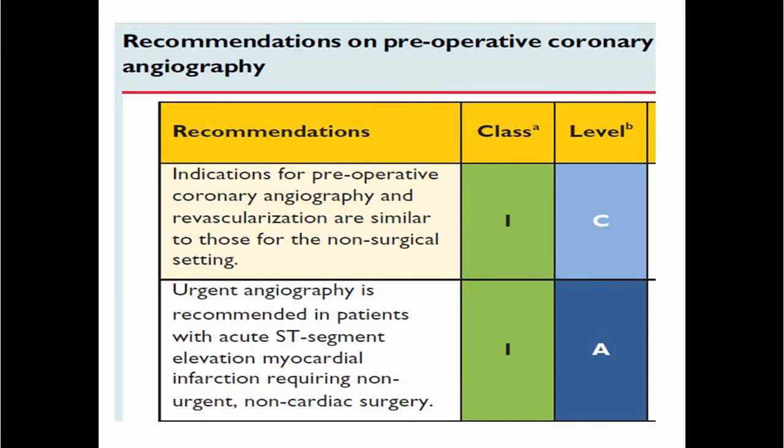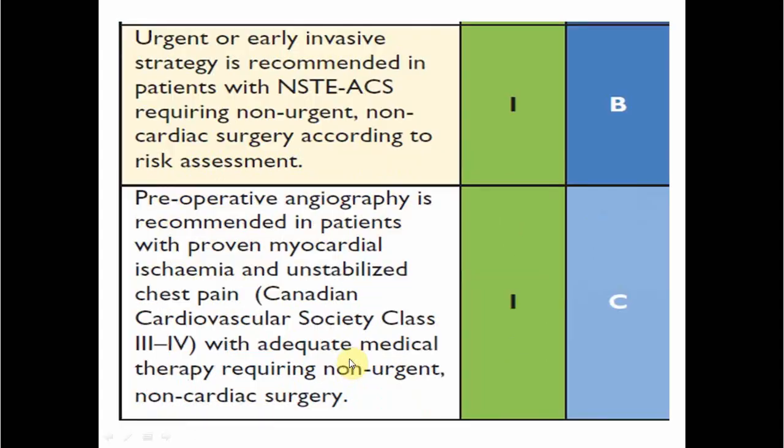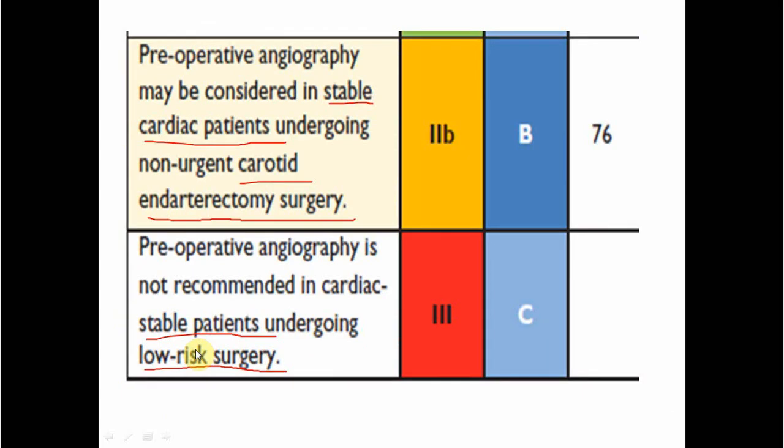And finally, invasive preoperative coronary angiography. The indications for preoperative coronary angiography are the same as the indications for coronary angiography in normal situations. If the patient has STEMI, it is a class 1 recommendation. If the patient has non-STEMI, we can do it invasively. If the patient has unstable angina or stable ischemic coronary disease with unstabilized chest pain, Canadian score 3 or 4, it is a class 1 recommendation.